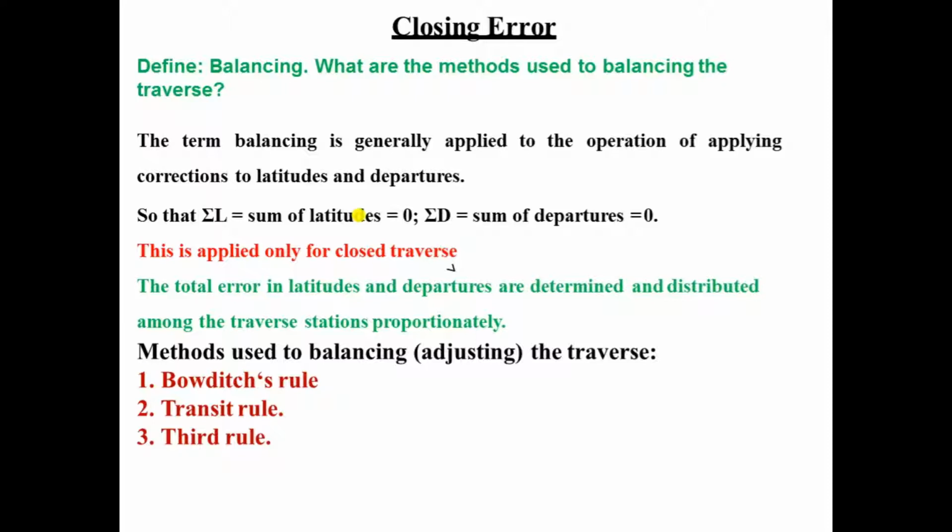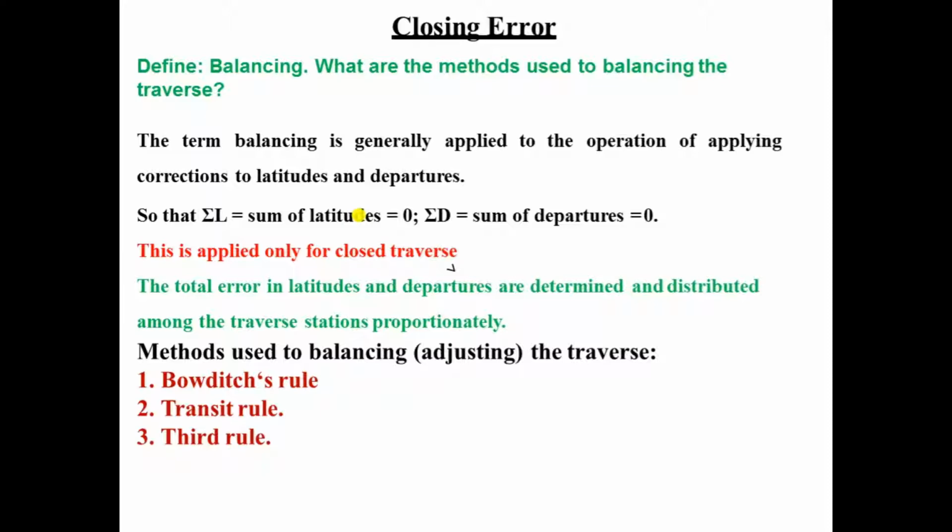Now in the closing error, one important question is balancing. What are the methods used for balancing the traverse? The term balancing is generally applied to the operation of applying corrections to the latitudes and departures. This is applied only for a closed traverse. The total errors of latitude and departure are determined and distributed among the traverse stations proportionally.